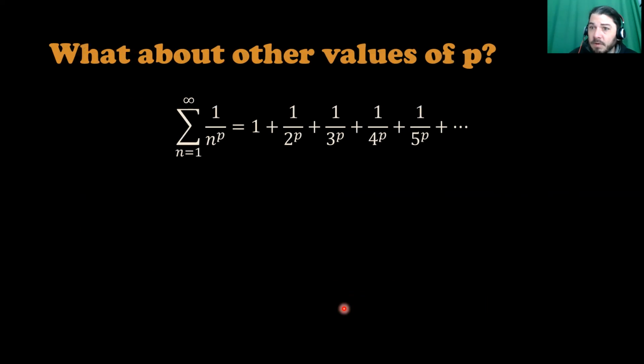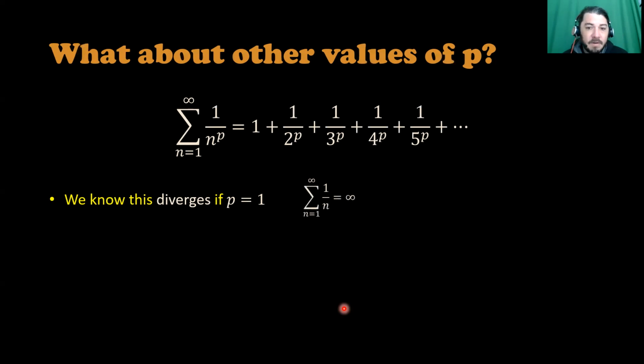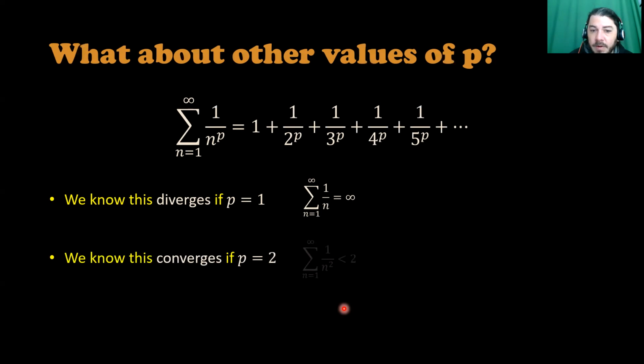Okay, so that's p equals 2. So we now know for sure that the first thing we did was that this diverges if p equals 1. That was the harmonic series, right? So effectively, if p equals 1, this series adds up to infinity. And we know it converges if p equals 2. The very first thing we did with that one was we showed that the whole series is less than 2. And in fact, we got tighter bounds on this.